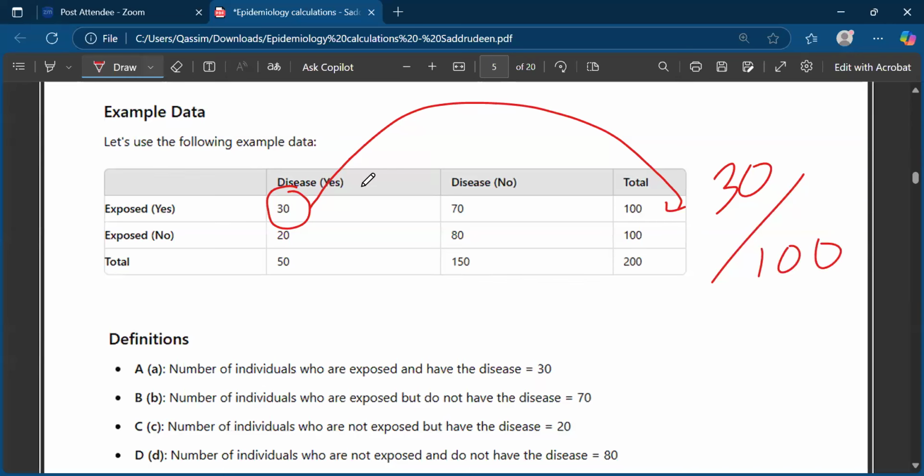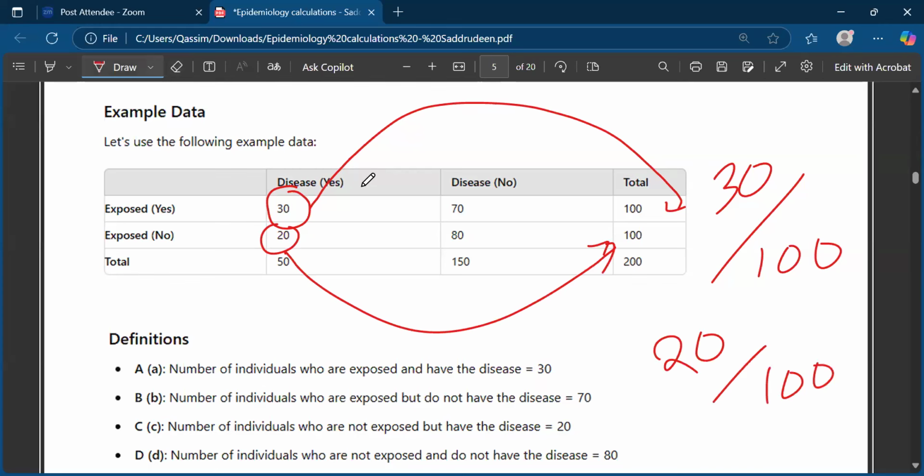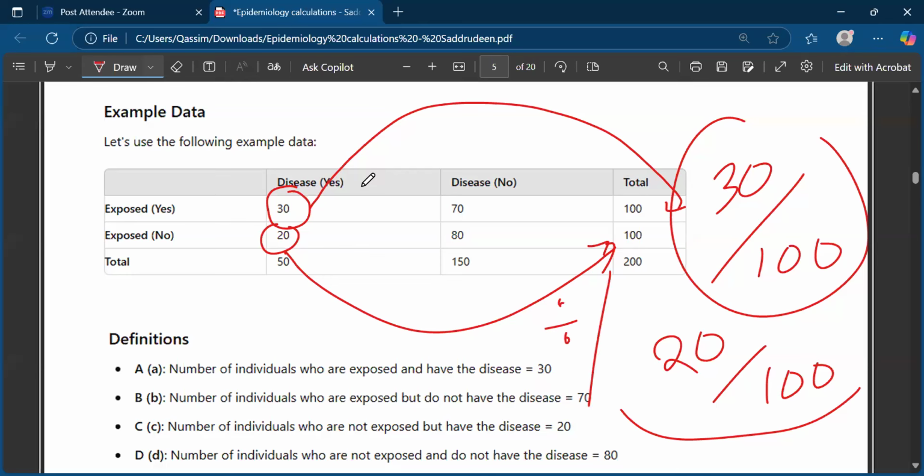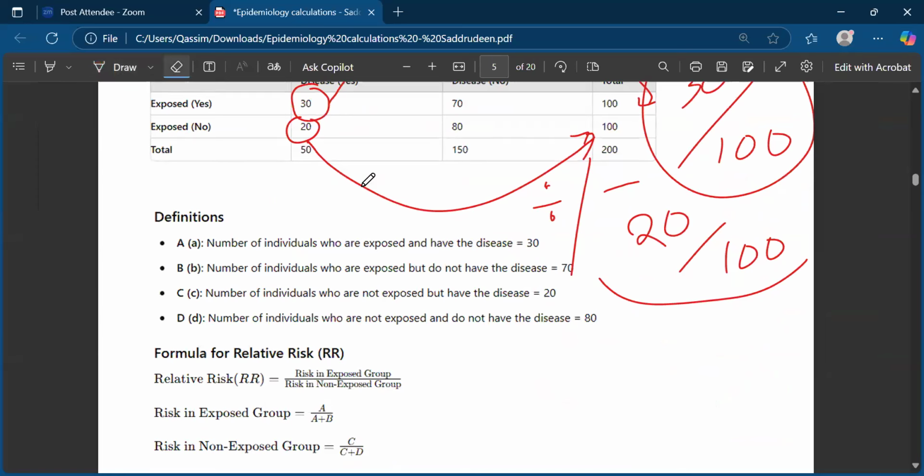What about the risk in the unexposed? It means the people who have had the disease and did not smoke. So you just take the 20 over the total that you'll find on the horizontal margin here. So it's going to be 20 over 100. Remember, this up here is the risk in the exposed, and down here is the risk in the unexposed. Whatever fractions you get, what are you going to do if you're told to do relative risk? You're going to divide, okay? But if you're told to calculate absolute risk, you just subtract the risks, okay? So let's see how they did it.